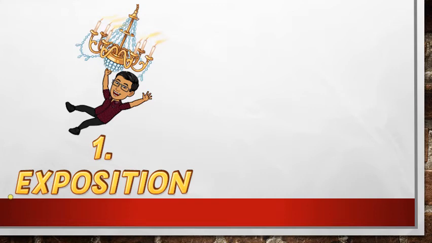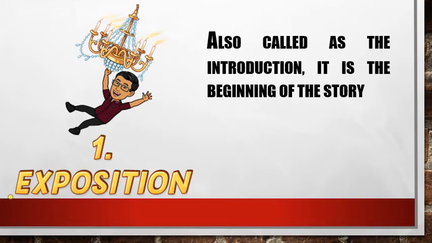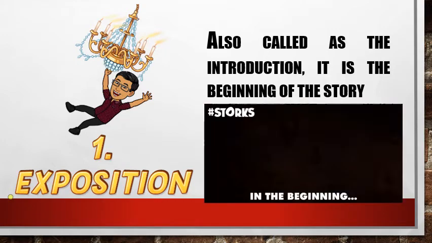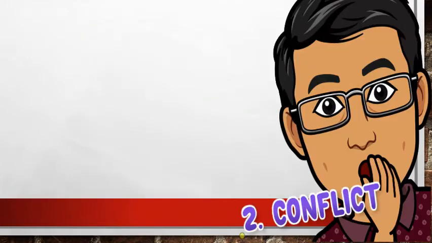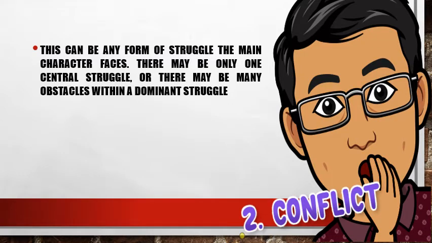Let us now discuss the parts of a plot. Number 1, exposition. Also called as the introduction, it is the beginning of the story. Number 2, conflict. This can be any form of struggle the main character faces. There may be only one central struggle, or there may be many obstacles within a dominant struggle.